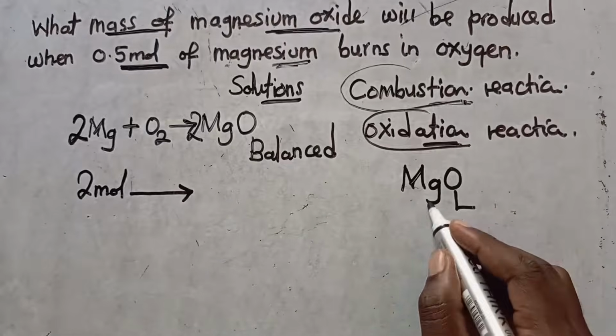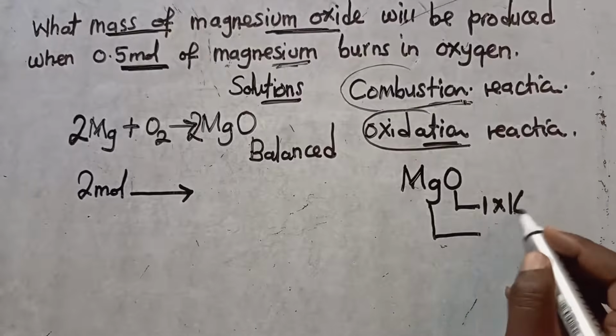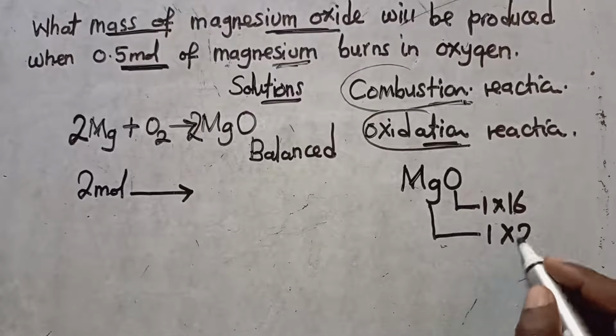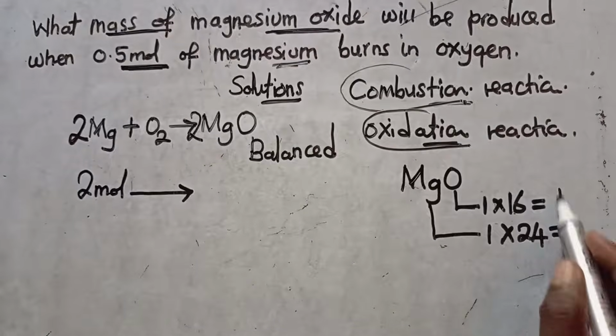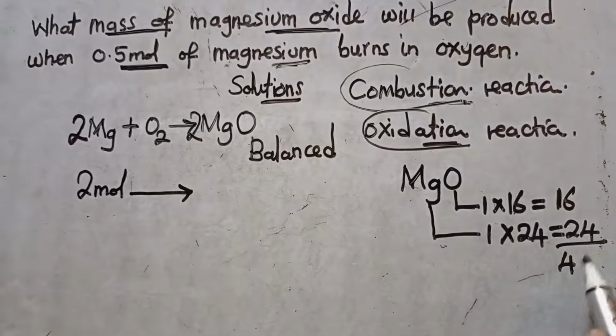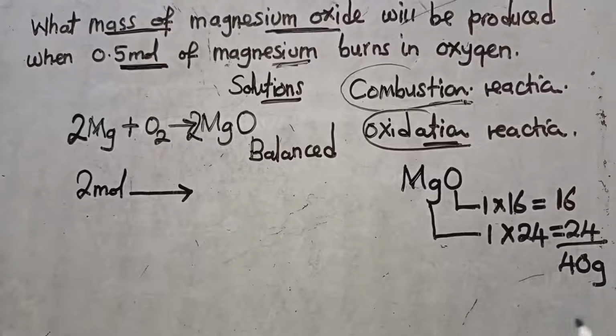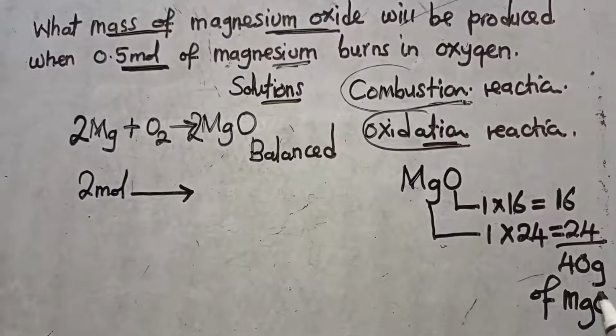If you do this, I guess we all know how to do this. This is 1 times 16. This is 1 times 24. This is O-level periodic table. So what is 16 plus 24? You are going to get 40. So we say 40 grams of what? This is 40 grams of magnesium oxide.